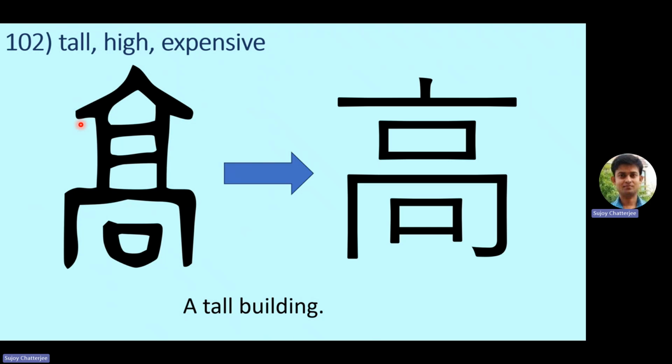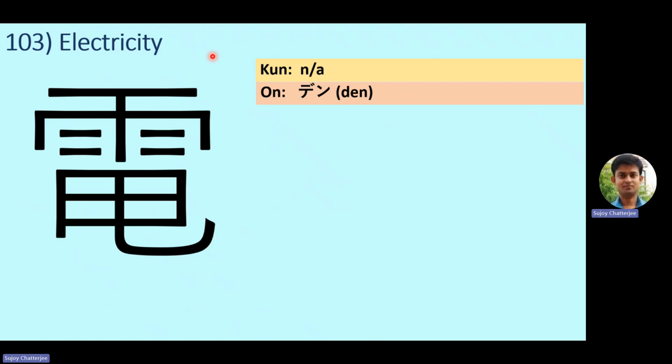Now, this is very simple. This is how this character came into being. As you can see here, this is the ancient symbol, which clearly indicates a tall building. So this is the pedestal, and the tall building is standing here. And from this, the modern character has been deduced. So this also represents a tall building, and hence this symbol is used to represent something tall, high, and expensive as well, because expensive is also equivalent to high. So high price.